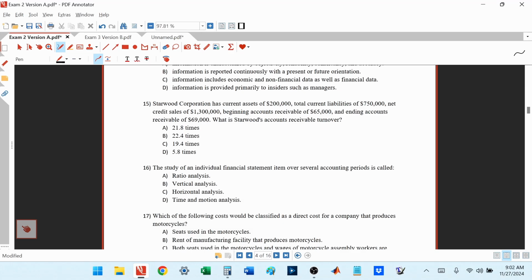16, the study of an individual financial statement item over several accounting periods is called horizontal analysis. Like, how is net income performed? What's the company's net income been over the last 5 years? And you look at a trend or something like this. That's horizontal analysis, where you hold the financial statement line item constant and you vary time.